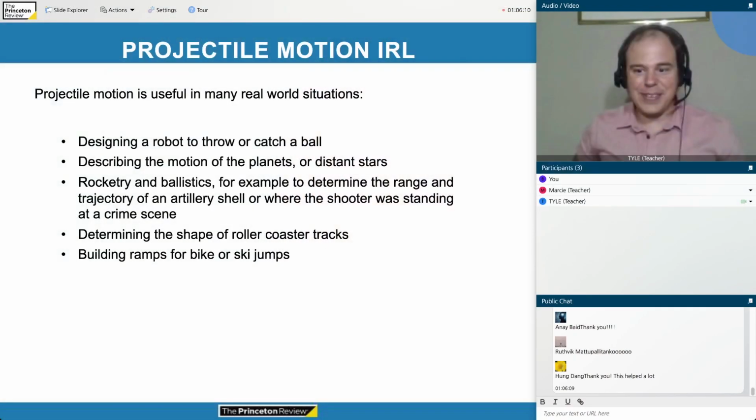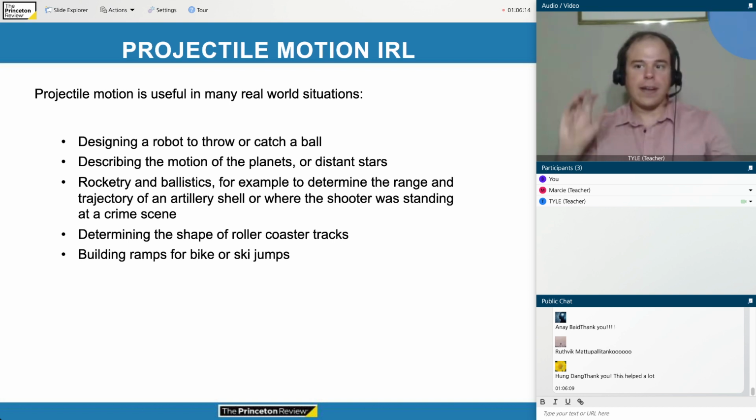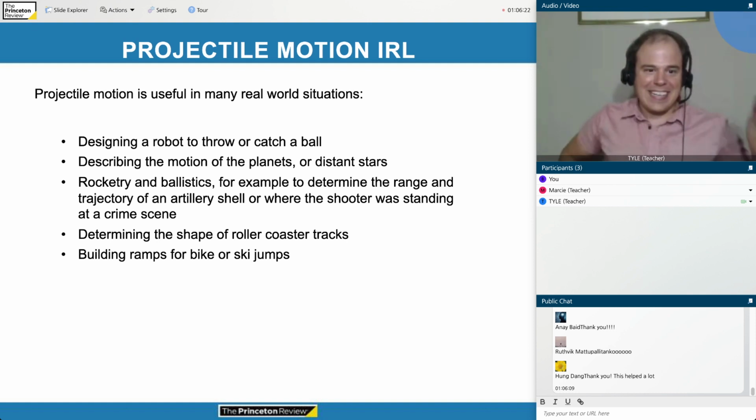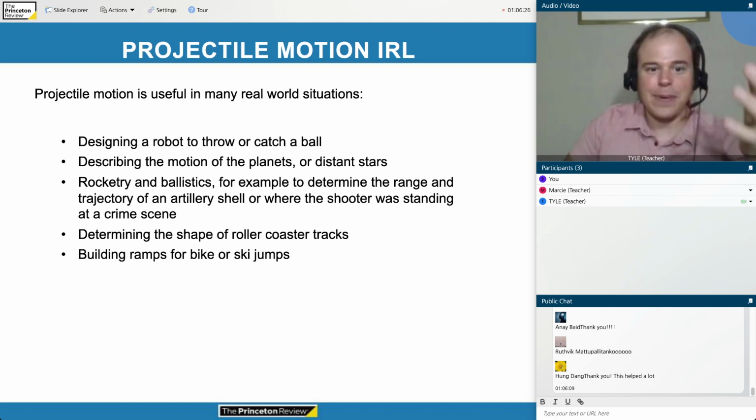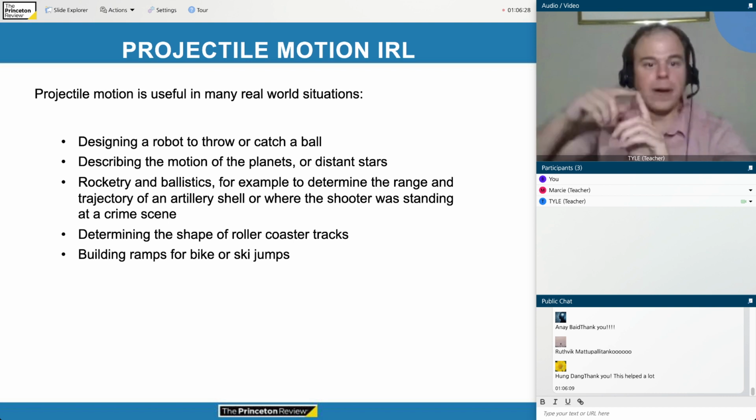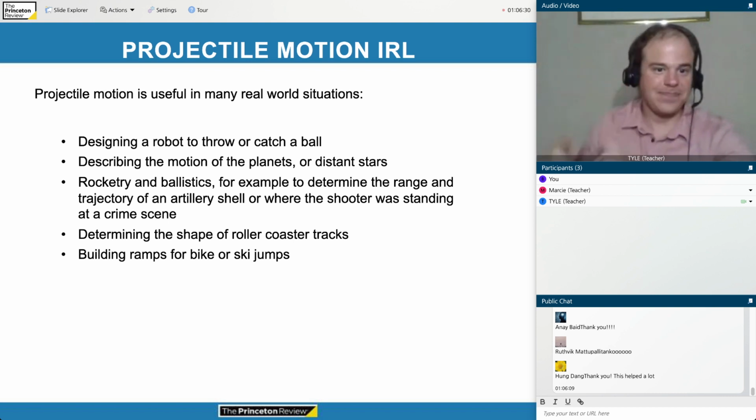I'll just close by mentioning a few real-world situations where we need to use projectile motion. If we wanted to design a robot to throw or catch a ball, you know, when I throw or catch a ball, I just use instinct or intuition. Like I just kind of can tell where it's going to go. But a robot maybe doesn't have that sort of intuition, so we would need to use these equations of projectile motion so that the robot could calculate where the ball will go.